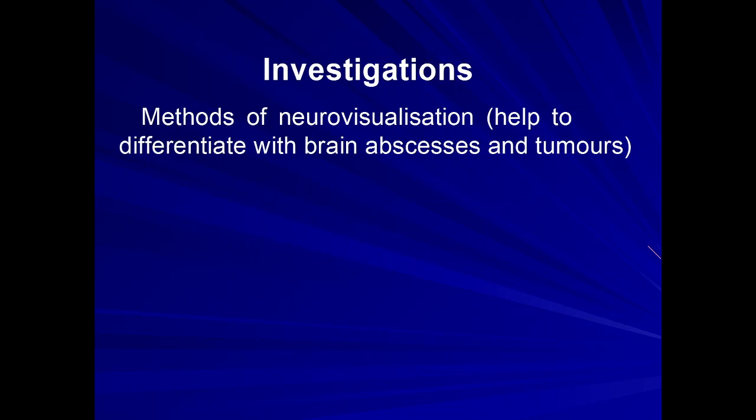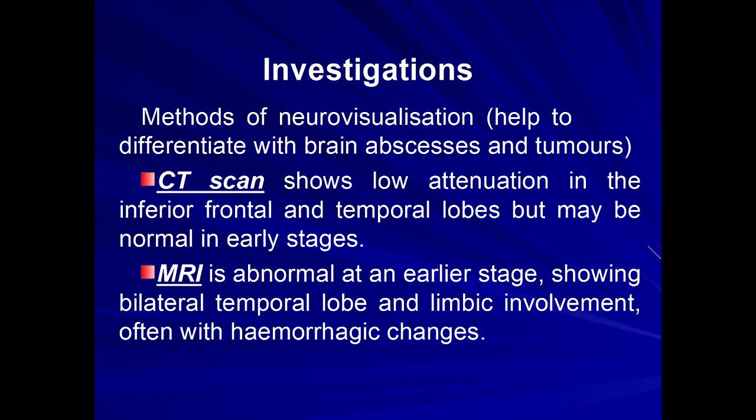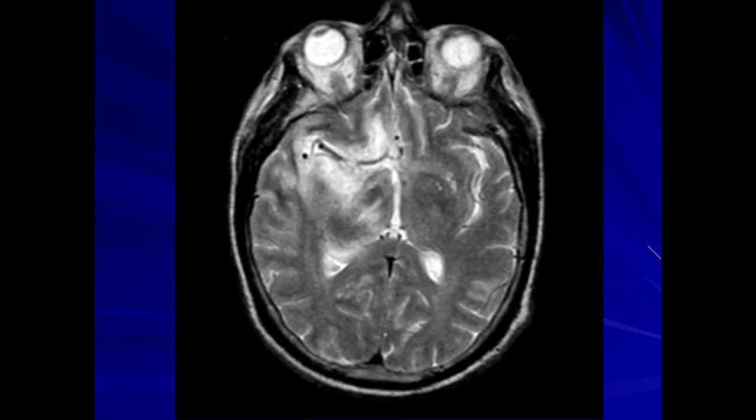Investigations. Neuroimaging helps to differentiate from different lesions of the brain such as abscess and tumors. CT scan shows low attenuation in the inferior frontal and temporal lobes, but sometimes it's normal in the beginning. MRI is abnormal earlier and shows bilateral temporal lobe and limbic involvement, sometimes with hemorrhagic changes. You can see low attenuation.